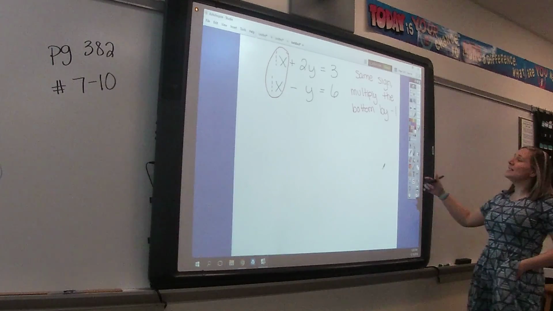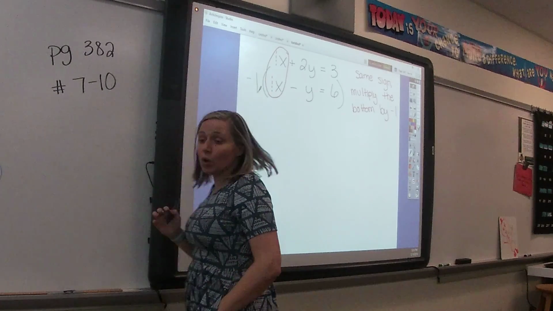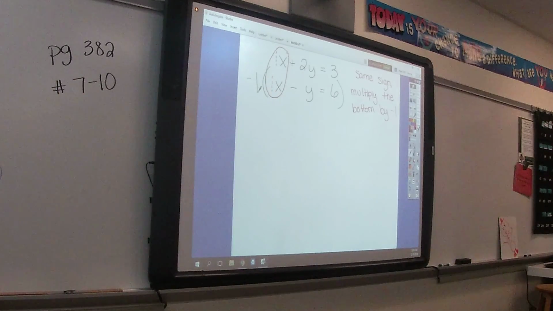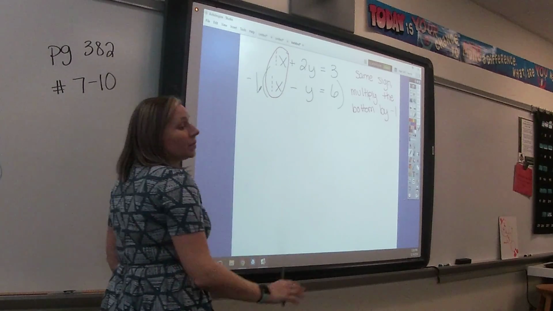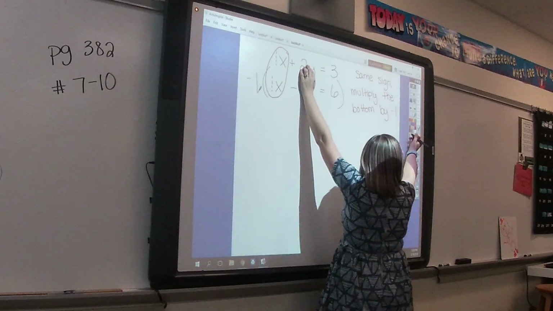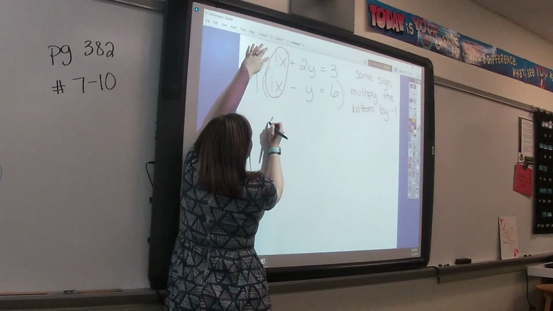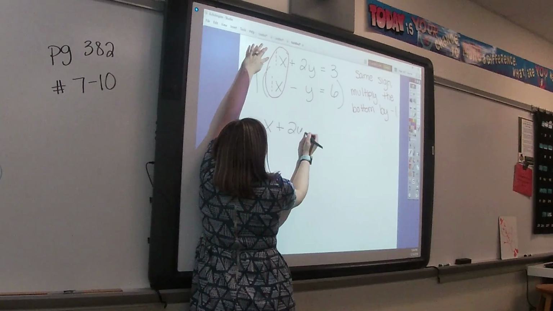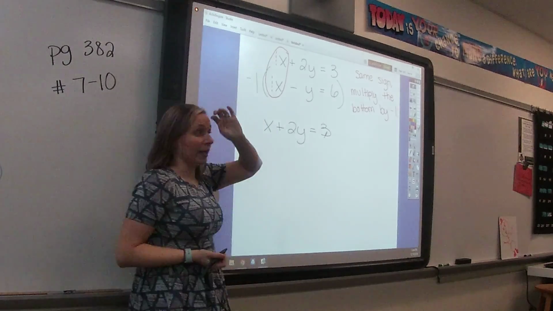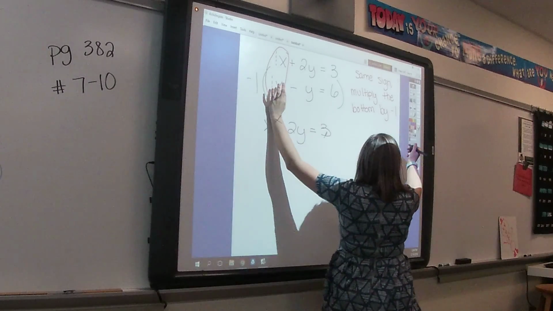Okay, so I'm going to take this entire bottom equation, the whole entire thing, all the way through, and I'm going to distribute this -1. So this top equation is going to stay exactly the same, as an x plus a 2y equals a 3. Okay, this bottom equation, I'm going to multiply this -1 through.